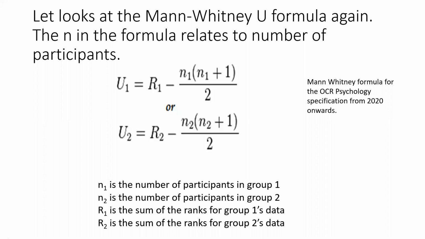Let's look at the Mann-Whitney U formula again. The N in the formula relates to the number of participants. N1 is the number of participants in group 1. N2 is the number of participants in group 2. And just to remind us, R1 is the sum of the ranks for group 1's data, and R2 is the sum of the ranks for group 2's data.